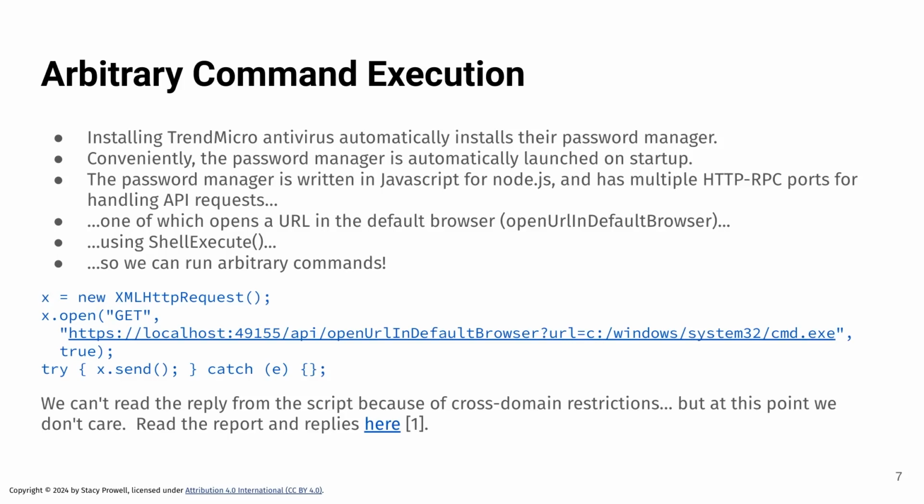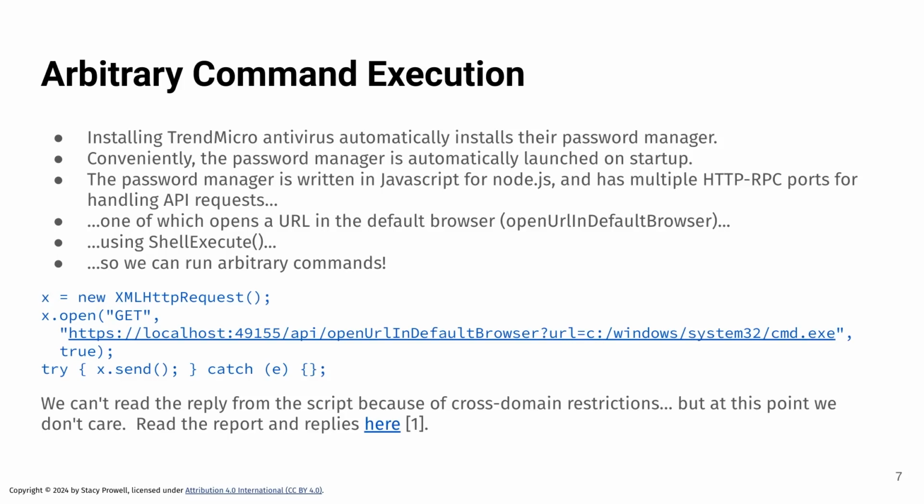It has multiple HTTP RPC, remote procedure call ports, for handling API requests. One of which opens a URL in the default browser. Now that makes sense. If you've used a password manager often, from within the password manager, you can say, I want to launch this site. It needs to be able to tell the default browser to open up and go to this URL. So it has one for that. The way that Trend Micro does it is using something called shell execute. Shell execute runs arbitrary commands.